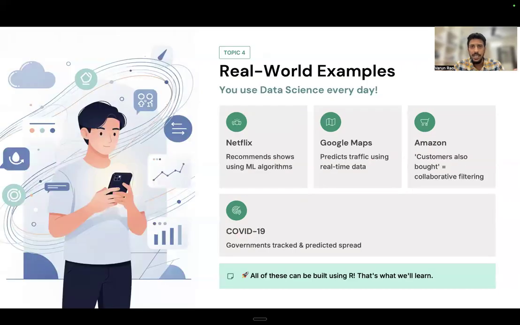So data science is really taking over in a lot of worlds. Just as discussed, you have Netflix, which is showing you the recommendations. You have Google Maps, which predicts things for you.